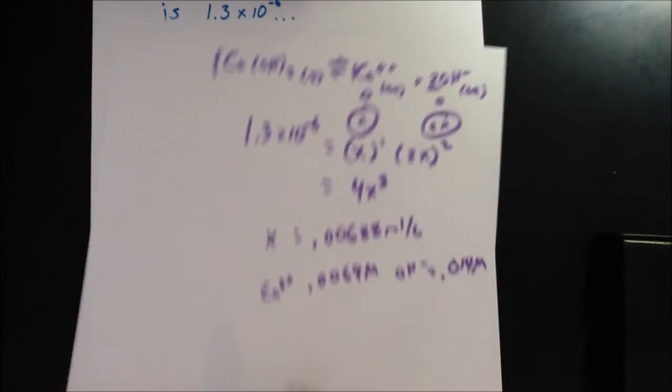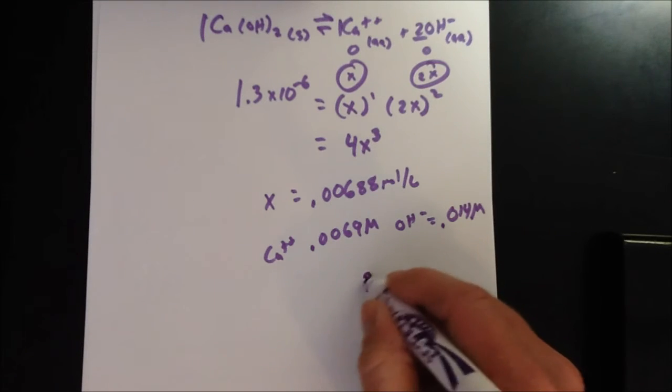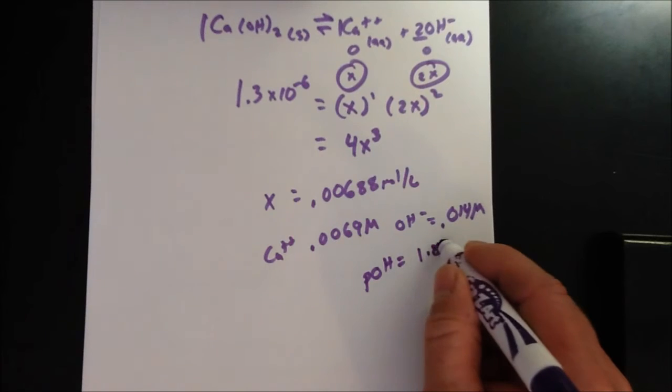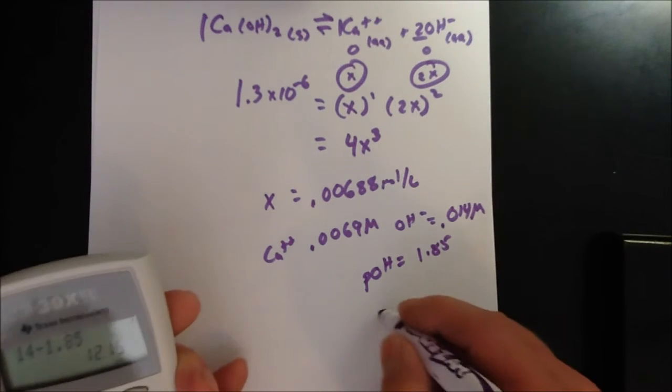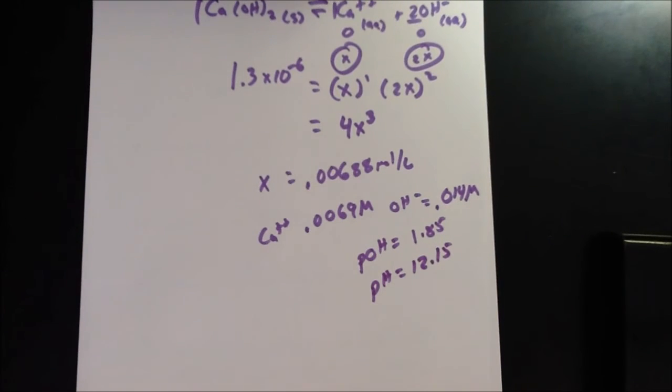Question 2 says, what is the pH? Well, we've got a hydroxide ion concentration, so negative log of 0.014. I get a pOH equal to 1.85, and I get a pH of 12.15. So there's the pH of the solution.